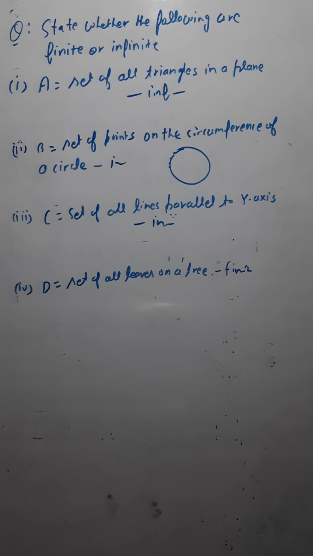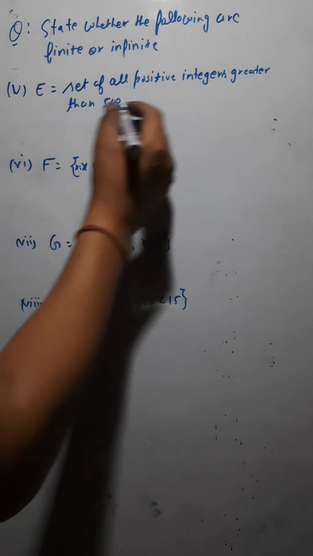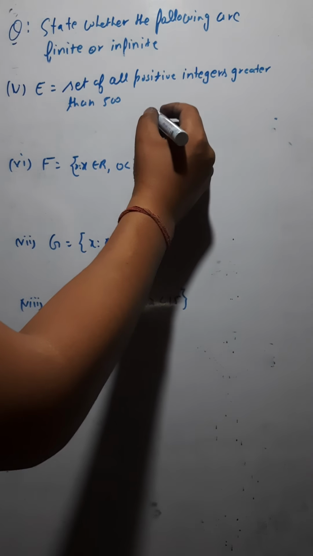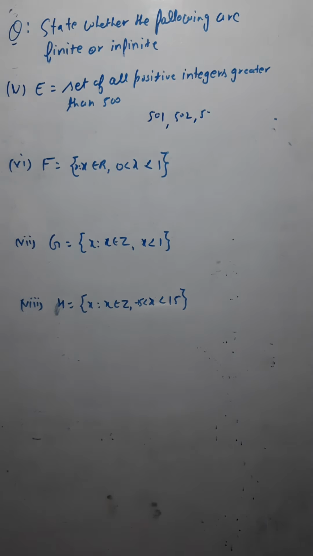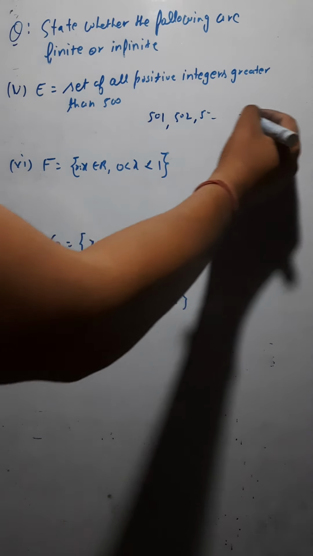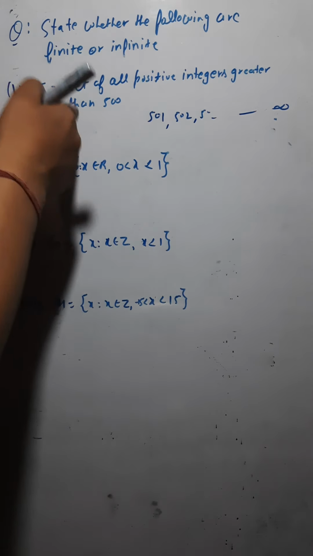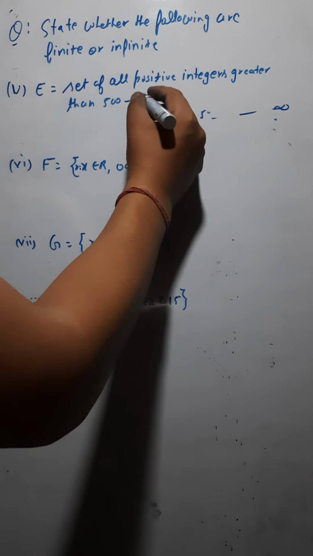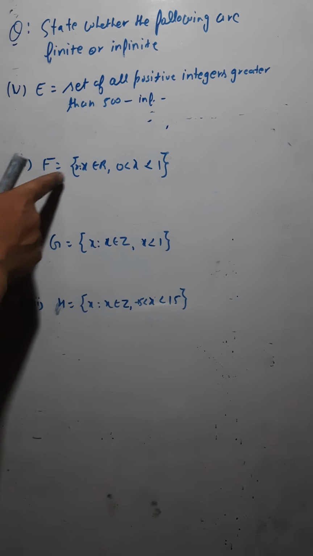Okay, now let's move ahead. So these are a few more questions that we are to discuss. Now if you see, you have a set E, and this is the set of all positive integers greater than 500. So if you are writing all the integers greater than 500, you would get 501, 502, 503. So are they going to end? No, they never end. You would be just moving up to infinity, isn't it? So these numbers are not going to end anywhere. Okay, so the set of all positive integers greater than 500 would be an infinite set, isn't it?